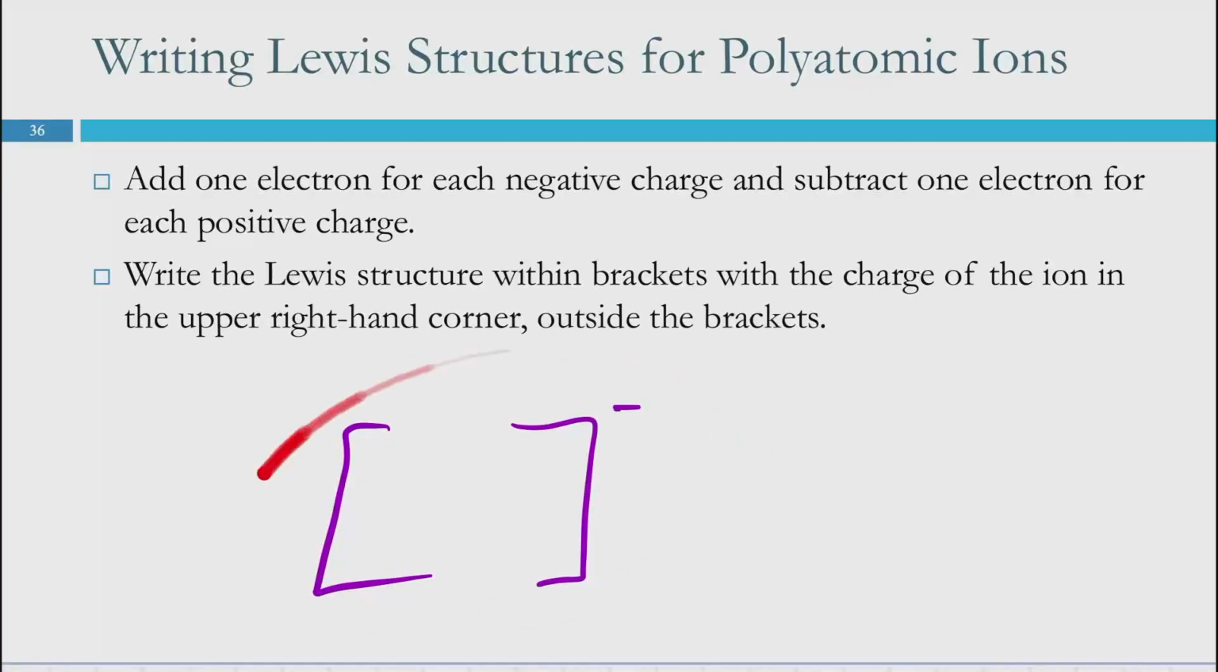This is like the number one thing that people forget when we're doing ions. They forget to put the brackets and the charge. Like you'll get the perfect Lewis structure and then you forget the brackets and the charge, and then that's like a point.